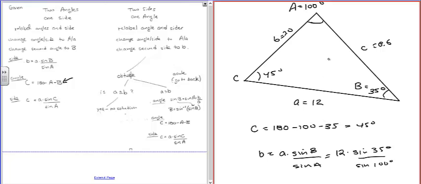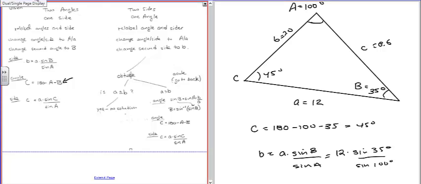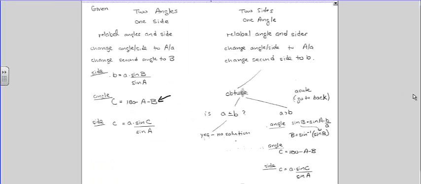Okay, and it makes sense because the smallest angle has the smallest length side, the next smaller angle has the next size, and then the largest angle has the largest size. Okay, so that's that case. So those are the easy ones. Now the hard one is when they give you two sides and one angle.